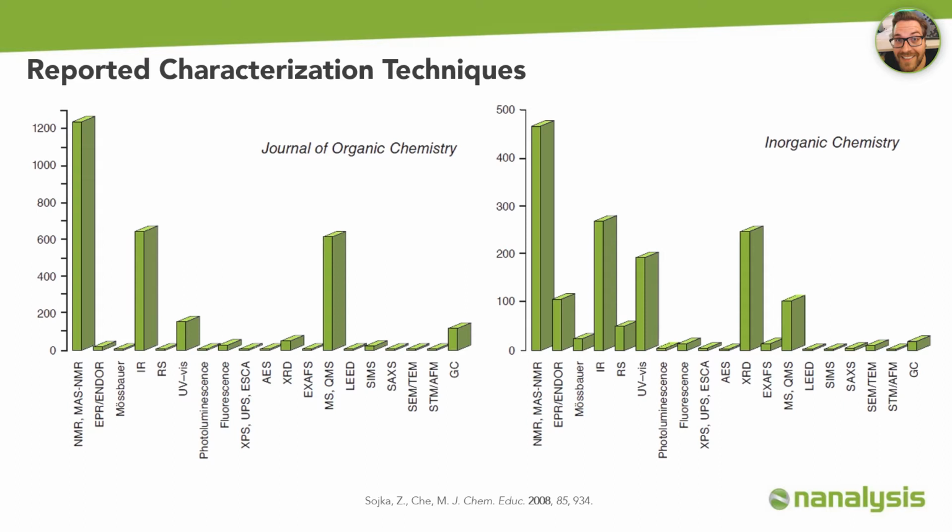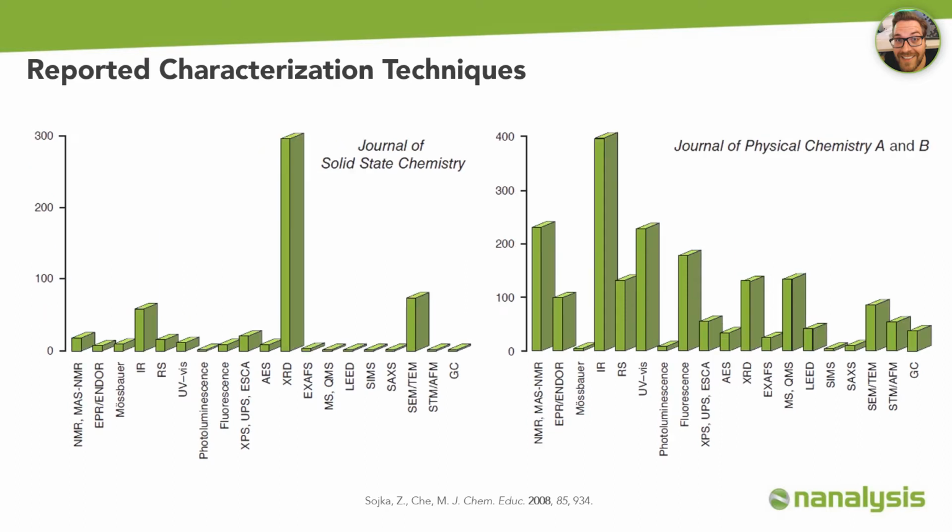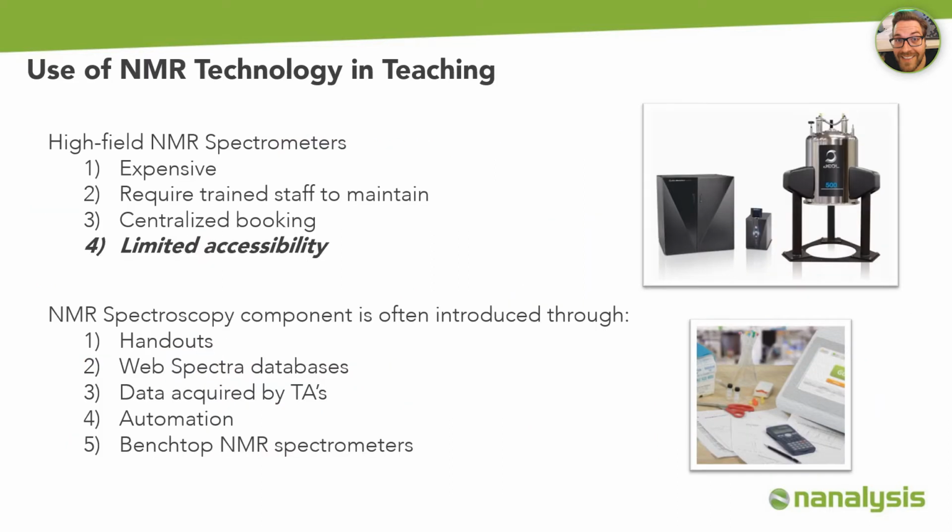By far the most reported analytical method in organic and inorganic chemistry publications is NMR spectroscopy. Also, in the Journal of Solid-State Chemistry and the Journal of Physical Chemistry A and B, NMR spectroscopy is one of the most significant reported methods. In contrast to its dominating application in academic research analysis, NMR technology in teaching is often still limited. This can be explained by the fact that high-field NMR spectrometers are not easily affordable or accessible due to high capital costs and operating expenditures.